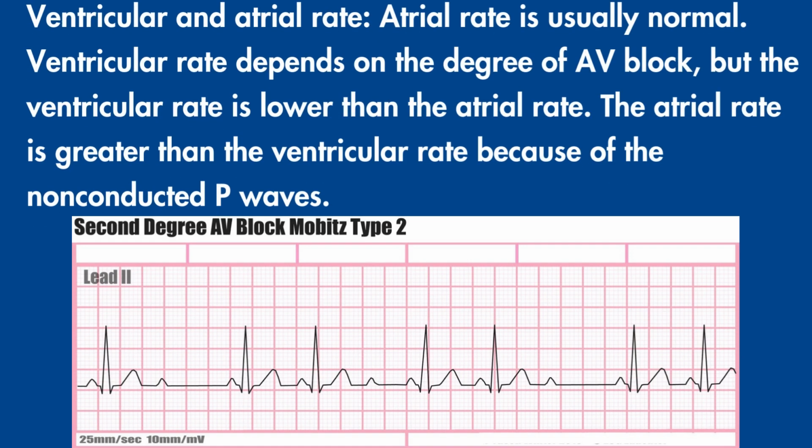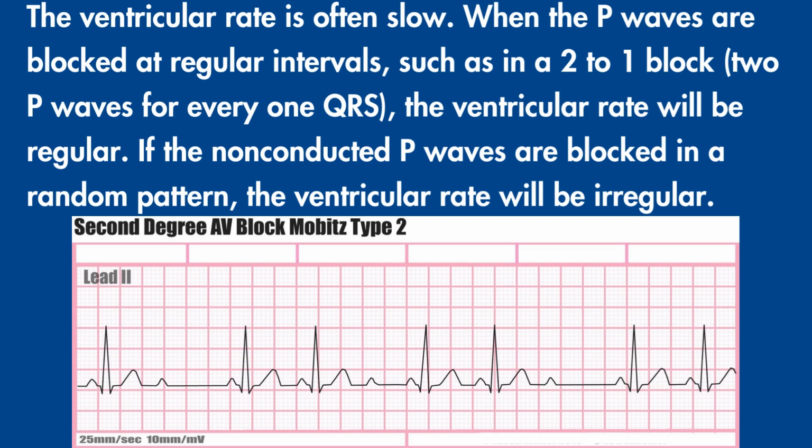Characteristics of second-degree AV block type 2. Atrial rate is usually normal. Ventricular rate depends on the degree of AV block, but the ventricular rate is lower than the atrial rate. The atrial rate is greater than the ventricular rate because of the non-conducted P waves. The ventricular rate is often very slow.